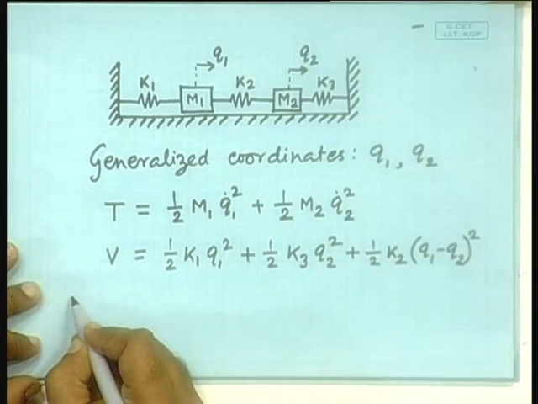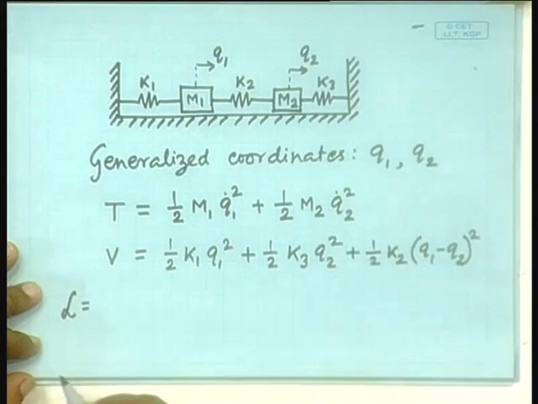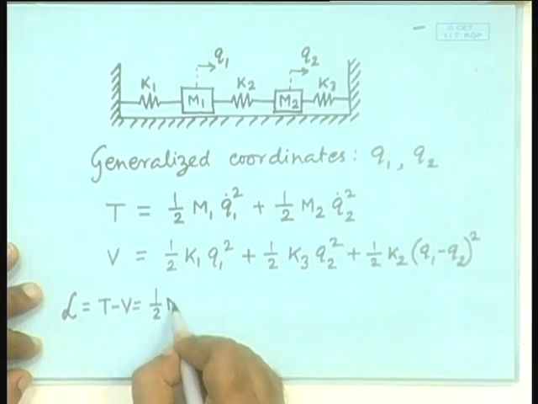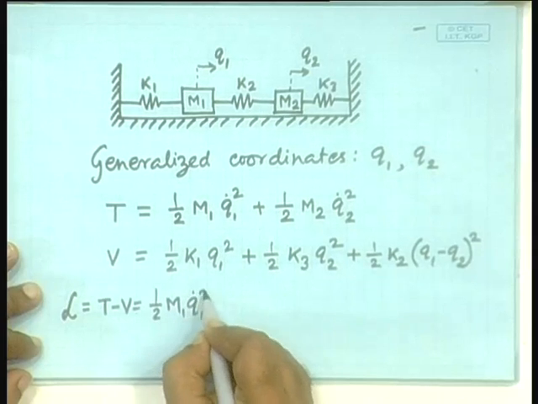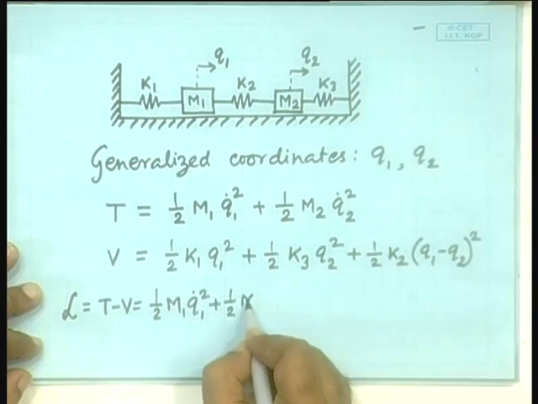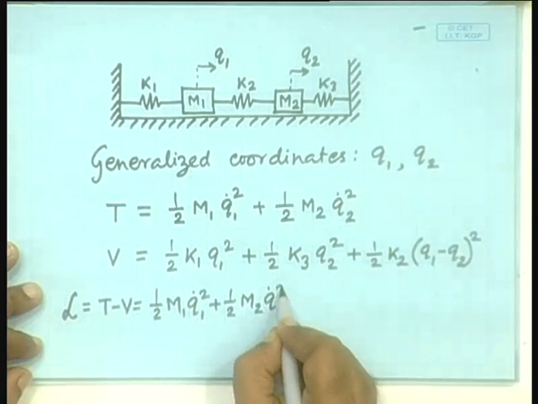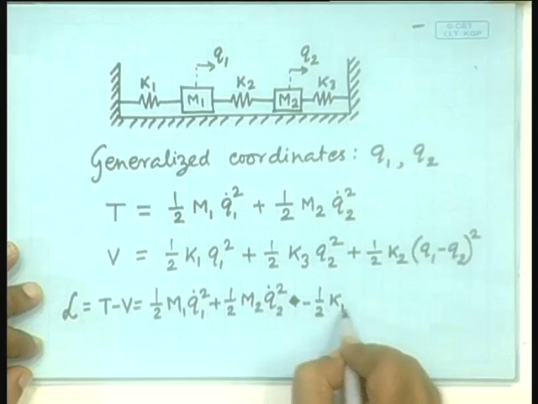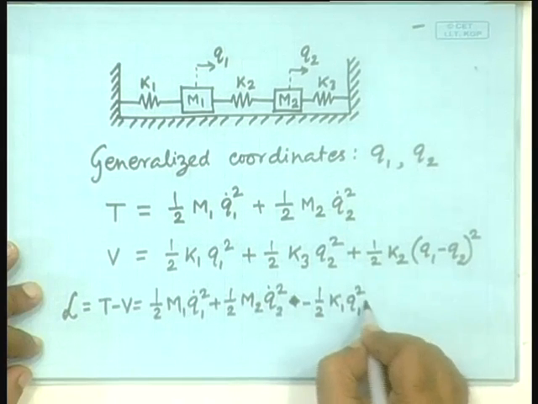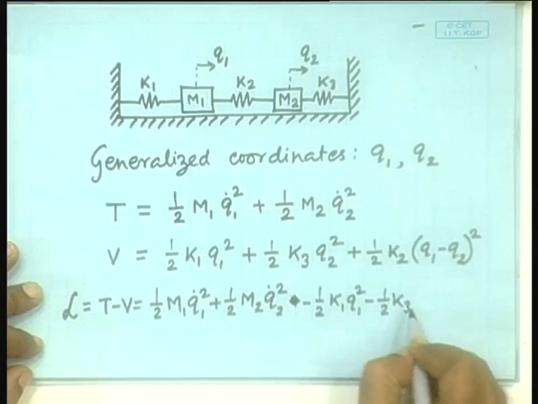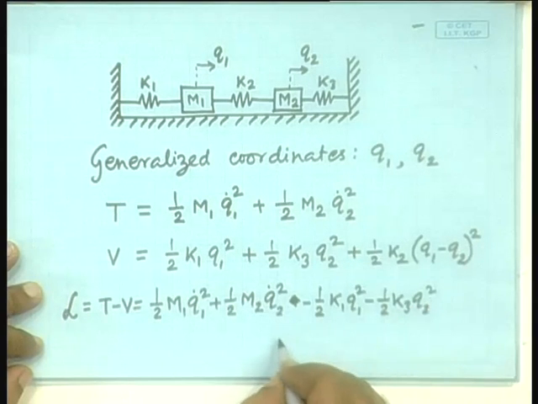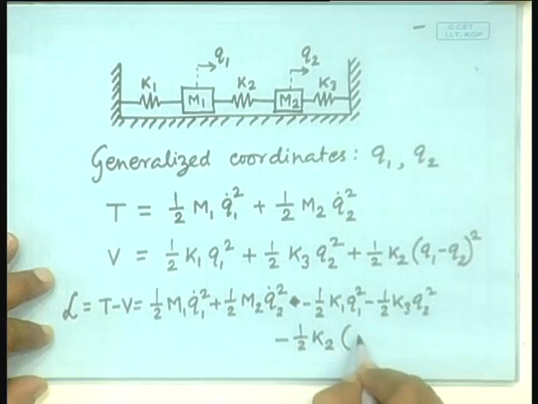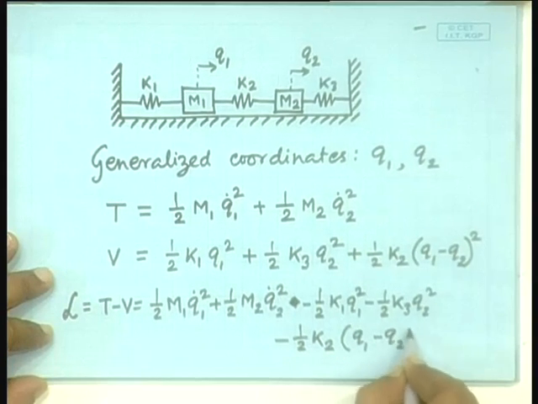So, the Lagrangian function is T minus V, that would be half m1 q1 dot square plus half m2 q2 dot square minus half k1 q1 square minus half k3 q2 square minus half, is it visible? Yes, k2 q1 minus q2 whole square.